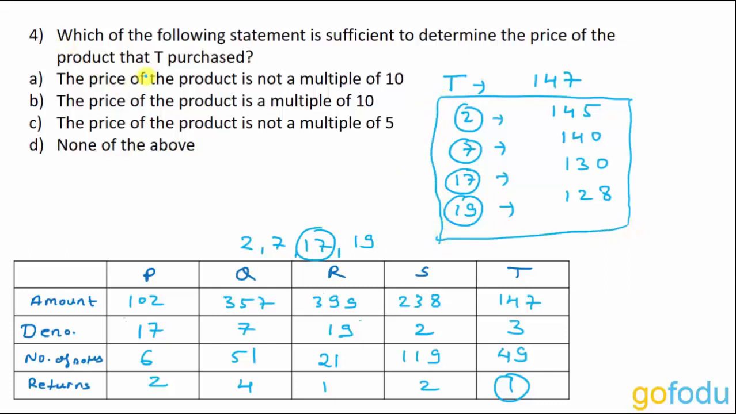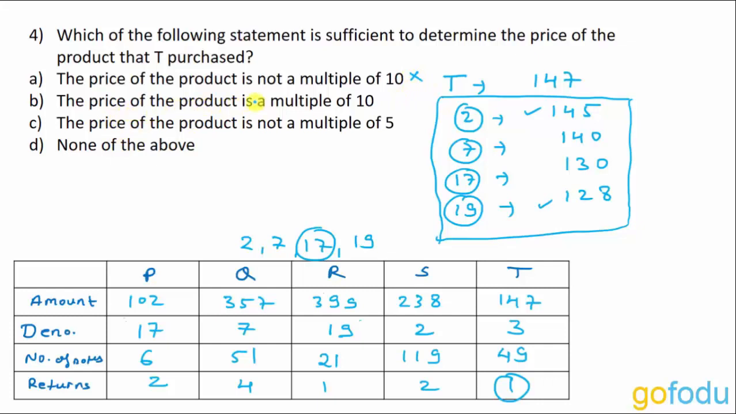Now we'll look at the options one by one. The price of the product is not a multiple of 10. So there are 2 values which are not multiples of 10, that is 145 and 128. So I am not getting a definite price of the product that T purchased. So this statement is not sufficient to determine the price of the product that T purchased.